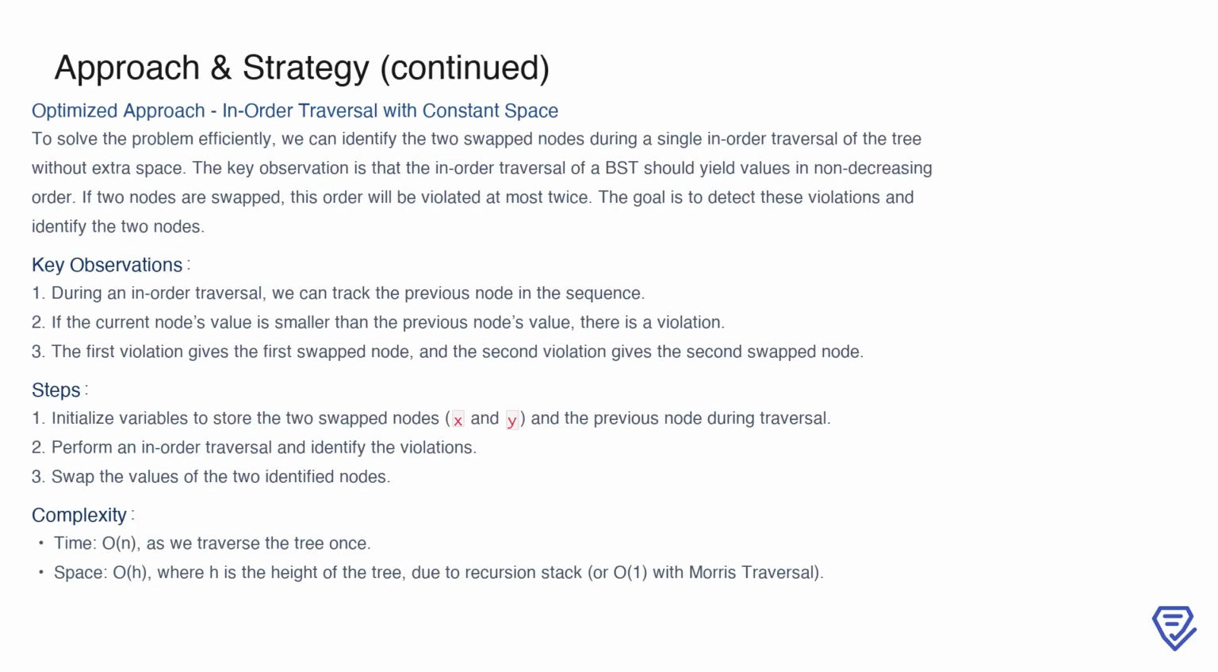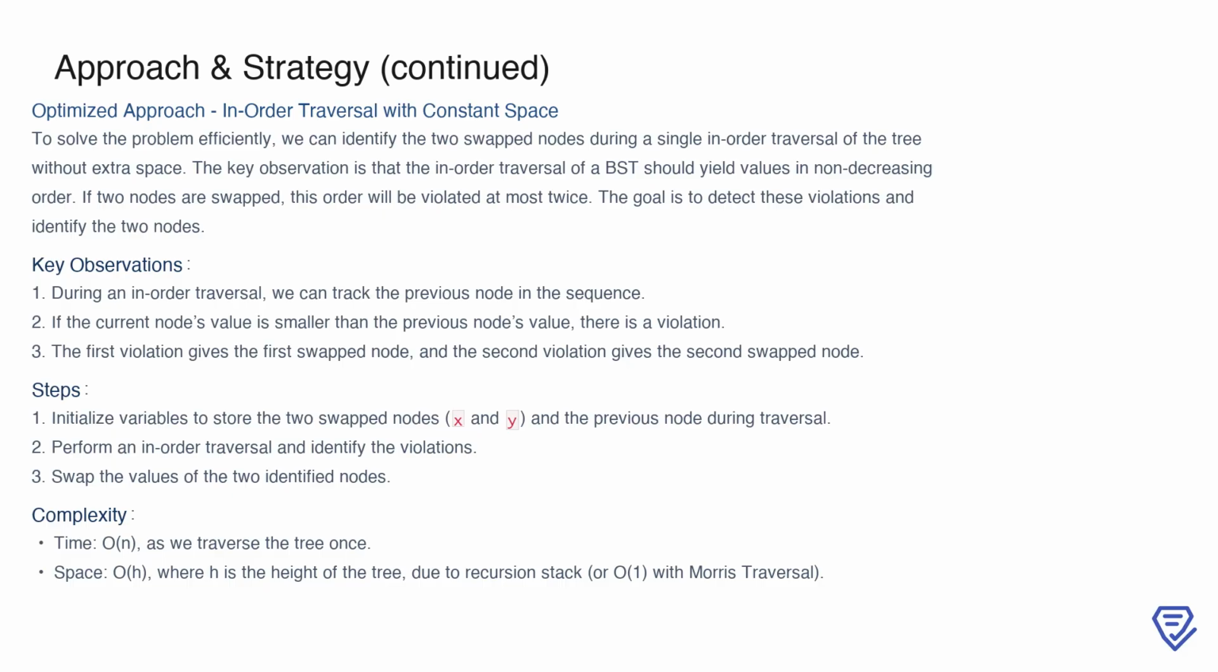To improve on the brute force method, we can use an optimized approach that identifies the misplaced nodes during a single in-order traversal, without requiring extra storage for all nodes. The key observation here is that the in-order traversal of a binary search tree should yield values in non-decreasing order. If 2 nodes are swapped, this order will be violated at most twice. By detecting these violations, we can directly identify the two swapped nodes.